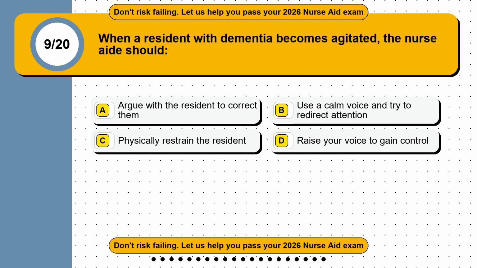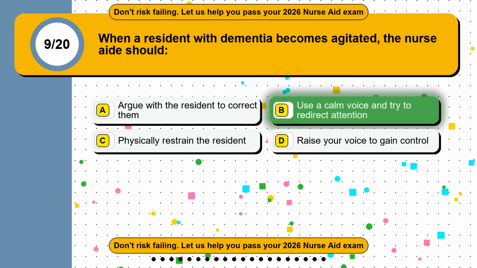Question 9. When a resident with dementia becomes agitated, the nurse aide should: Option A. Argue with the resident to correct them. Option B. Use a calm voice and try to redirect attention. Option C. Physically restrain the resident. Option D. Raise your voice to gain control. The correct answer is option B. Use a calm voice and try to redirect attention.